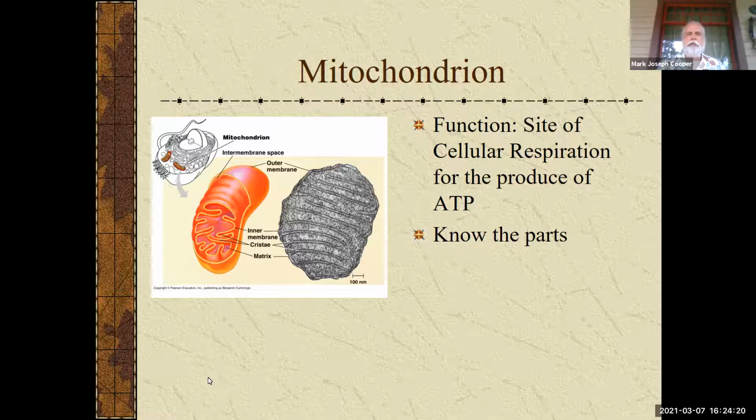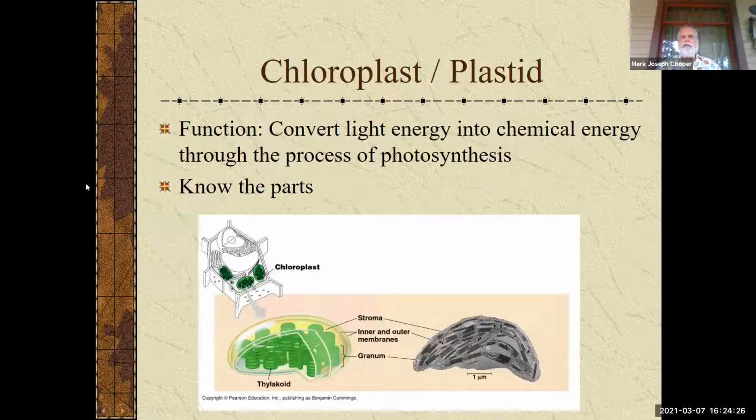All right, the next one that you need to know is the chloroplast and plastid. Now, I've got two terms up there, and most people are familiar with chloroplast. That is an organelle that takes light energy and converts it into chemical energy. Well, I need you to know the term plastid also. Plastid is a more general term. It is an organelle that converts light energy into chemical energy. And so the chloroplast is actually a type of plastid. It is a plastid that has chlorophyll inside it.